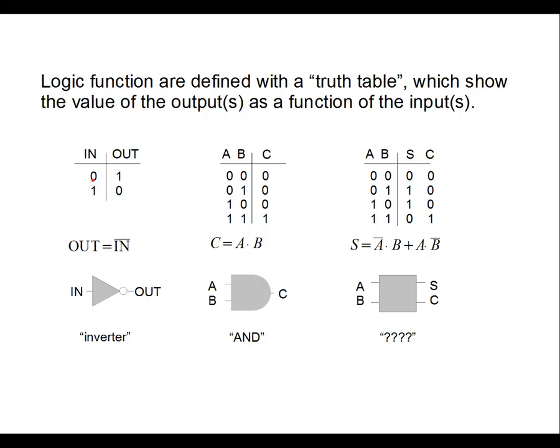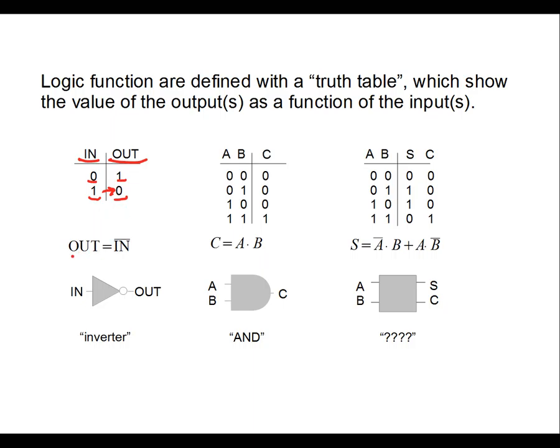For example, I have a very simple logic function. It has a digital input, as we said, and it produces a digital output. When the digital input is 0, it's going to produce a 1. When the digital input is 1, it's going to produce a 0. So all it does is flip everything over.